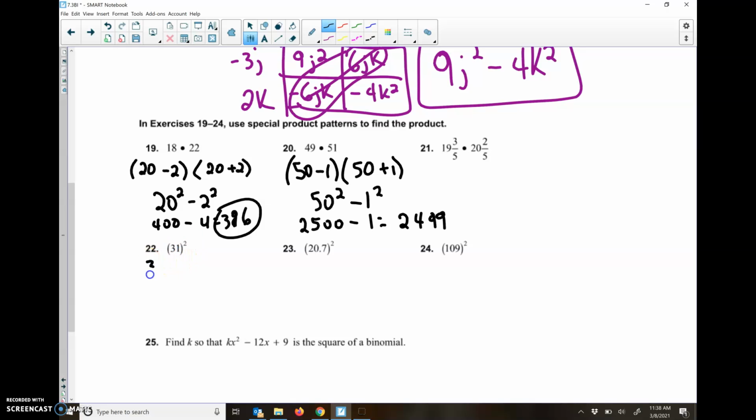Okay, and then you can do the same thing here. 31 squared is really the same as 30 plus 1 times 30 plus 1. So 30 times 30 is 900. And now when you multiply these, there's my 900. And now 30 times 1 is 30. 30 times 1 is 30. 1 times 1 is 1. So 900 plus 30 plus 30 plus 1 is 961.